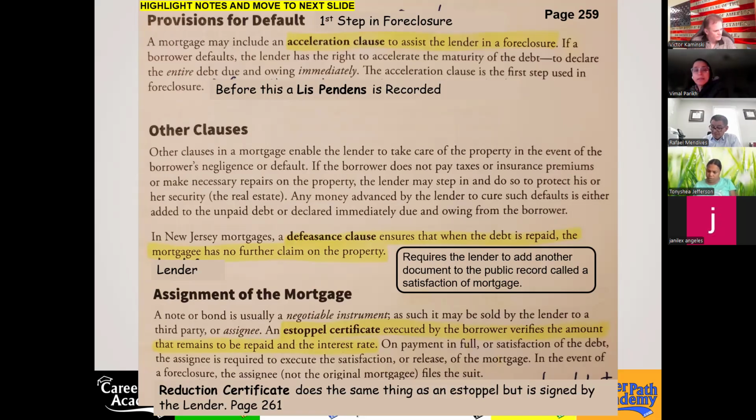Assignment of mortgage. That's a technicality. Estoppel.